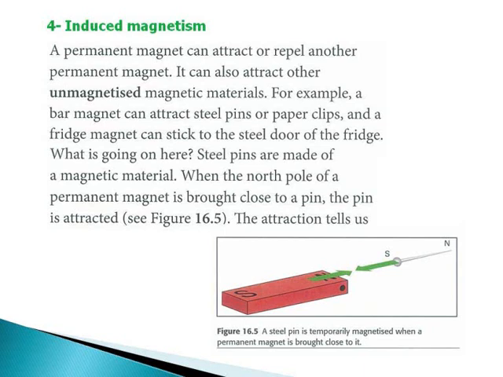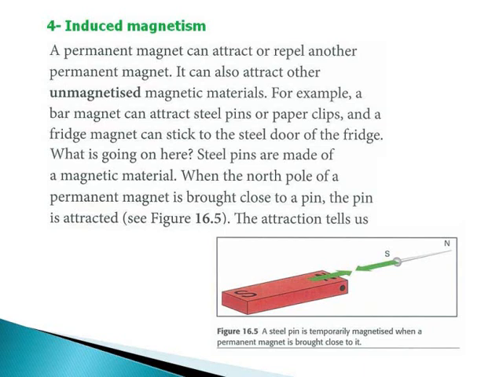Number 4, or topic number 4, induced magnetism. So what is induced magnetism? Always when we say a permanent magnet can attract or repel another permanent magnet. So if we have 2 permanent magnets, like an SN magnet and an NS magnet, permanent magnet and permanent magnet can attract or repel.